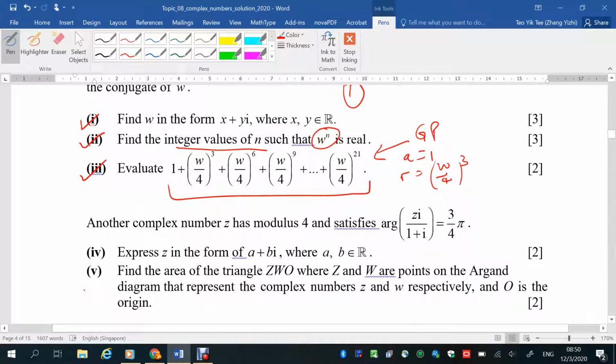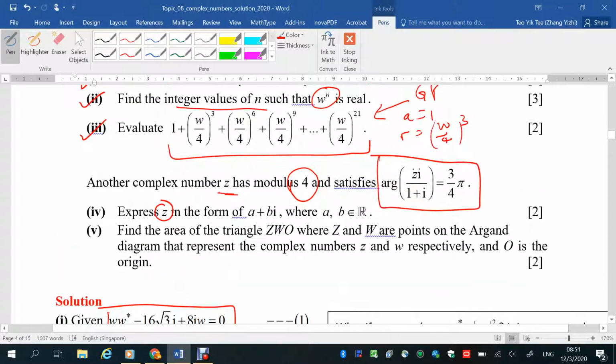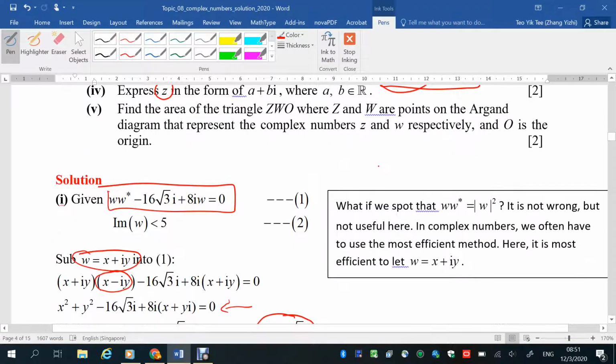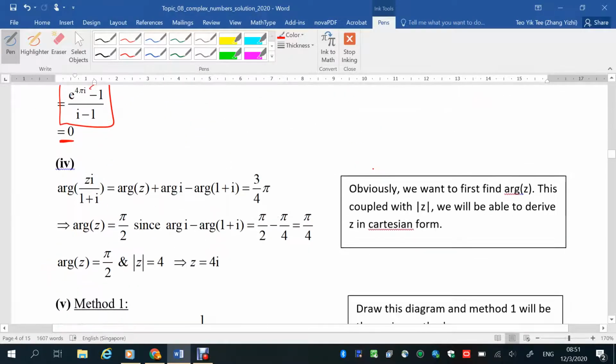Next, the question gives you more conditions. You have a complex number z, and this complex number z has modulus 4, and it satisfies this so-called equation. Again, you're supposed to find z in the form of a + bi. This is something new. In order to handle things like this, you need to activate your properties of argument. So on the left hand side here, arg(zi/(1 + i)), activating your properties, it actually becomes arg z + arg i - arg(1 + i).